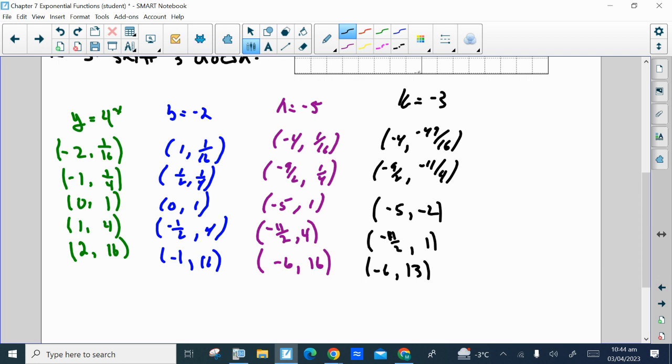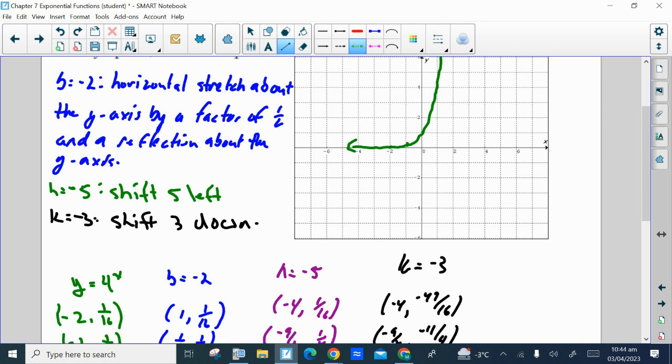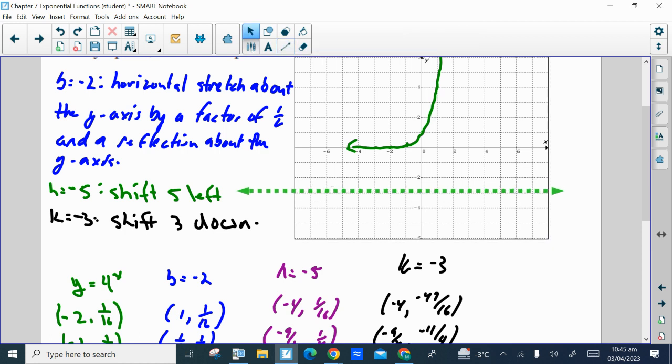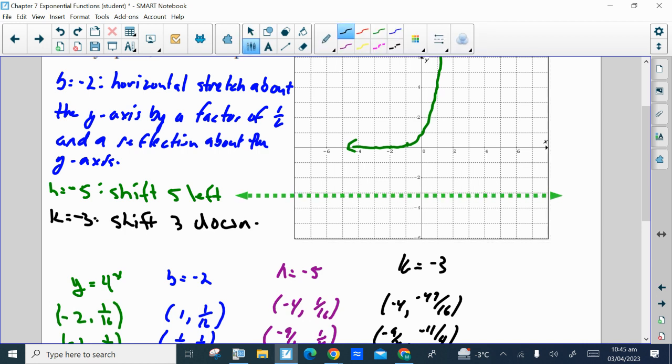Because this graph shifted down 3 units, our horizontal asymptote will be at negative 3. So my first point is negative 4, comma, negative 49 over 16. So that's close to negative 3, just slightly above it. So I'm going to move this. So again, this is when x was negative 4. Y is slightly above negative 3.